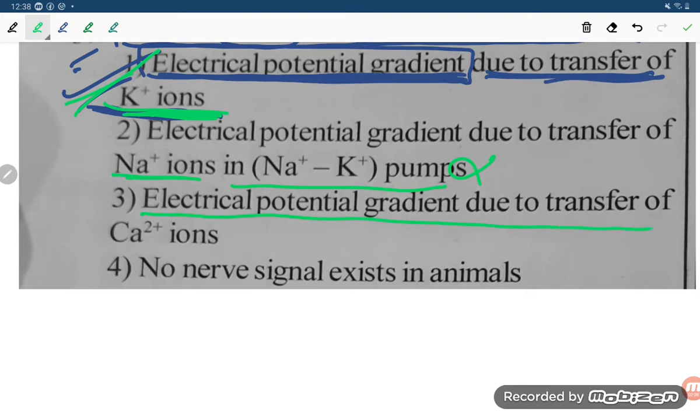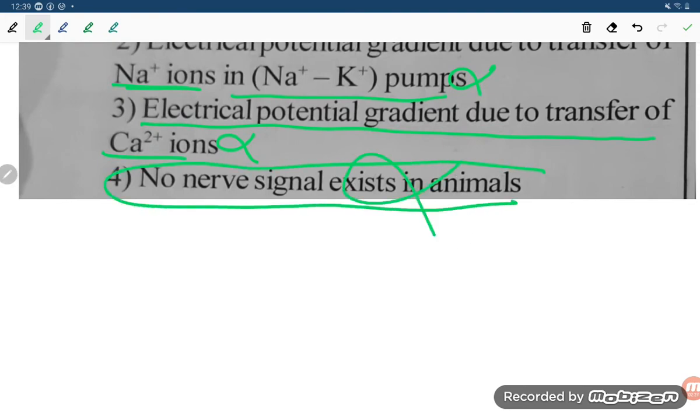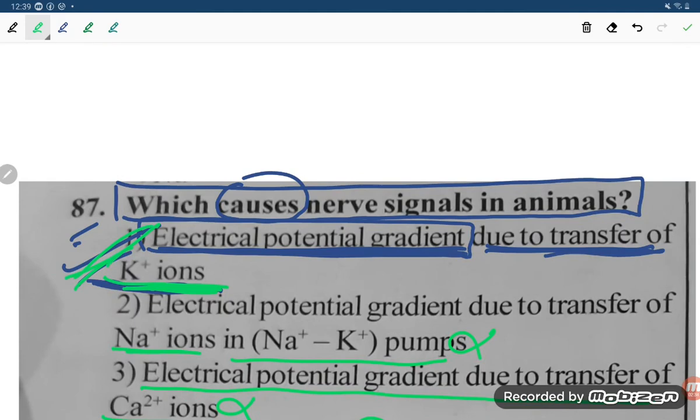Electrical potential gradient due to transfer of Ca2 plus ion, this is also not correct. Ca2 plus ion's role is not in the nerve signal. It is in muscle contraction, and in heart contraction, students. No nerve signal exists in the animal, this is absolutely wrong, student. In the animal body or human body, a nerve signal exists. So our required option is option number 1.